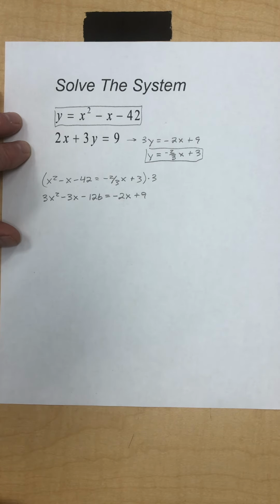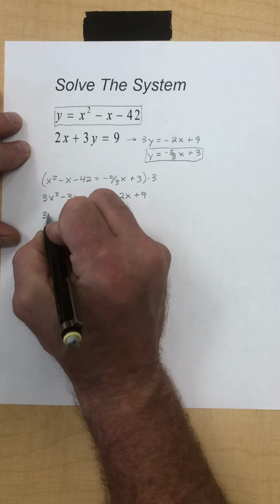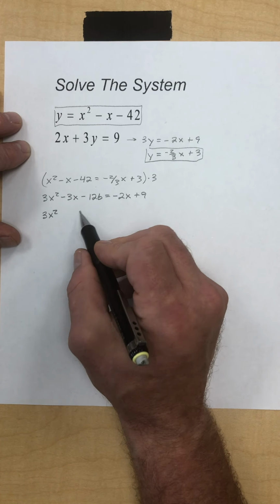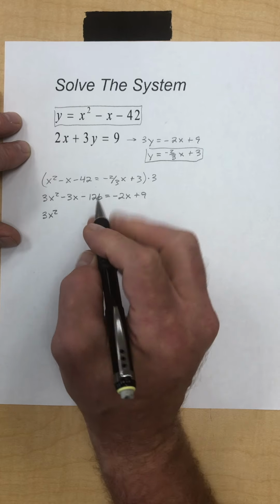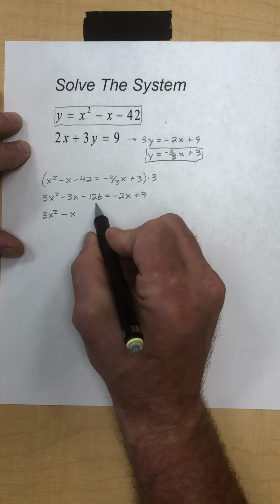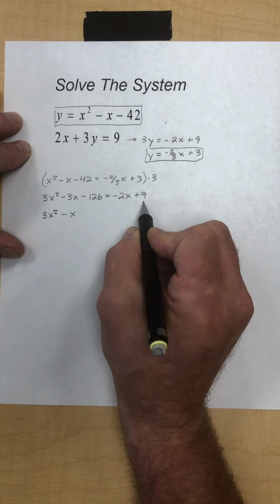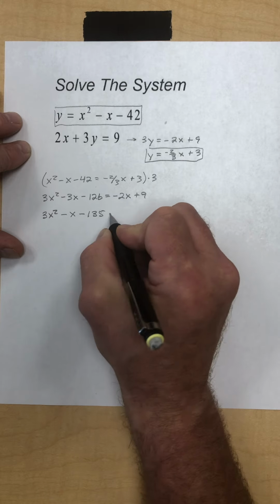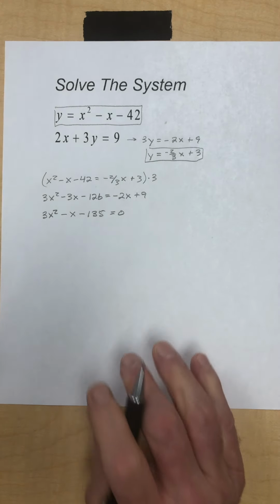Now let's just put it in standard form. We get 3x squared. Move the negative 2x over so it becomes positive, so I'd get negative 3x plus 2x, that's minus x. And then negative 126 minus 9 would give me negative 135 equals 0.